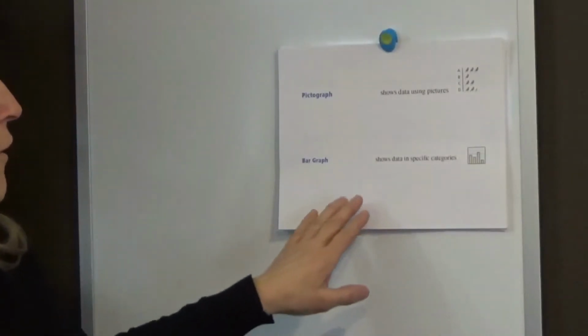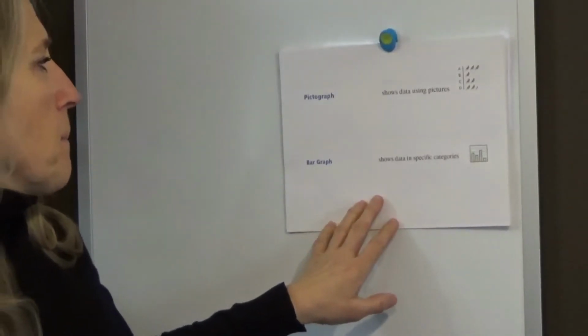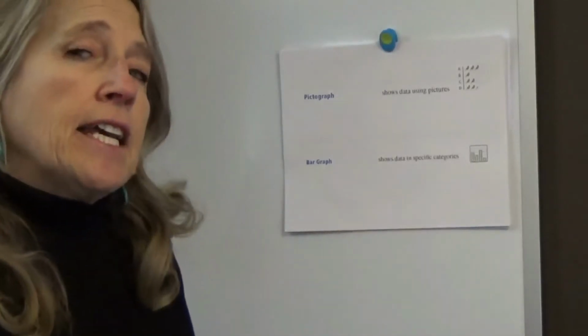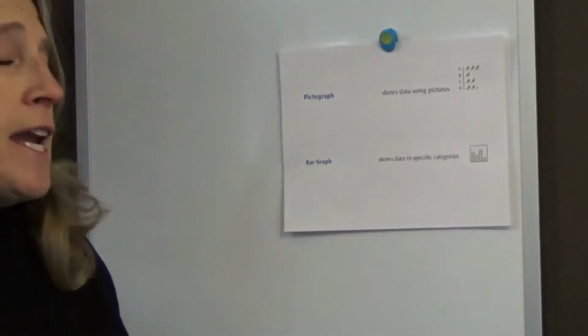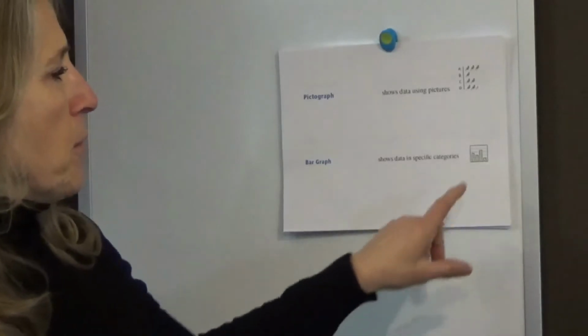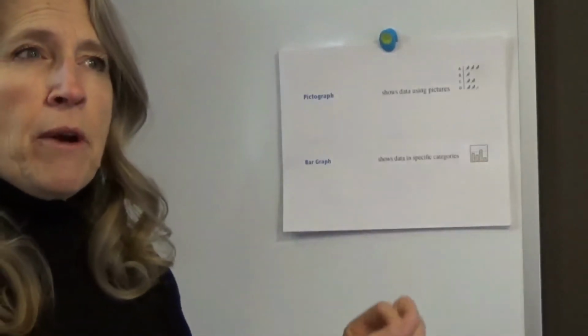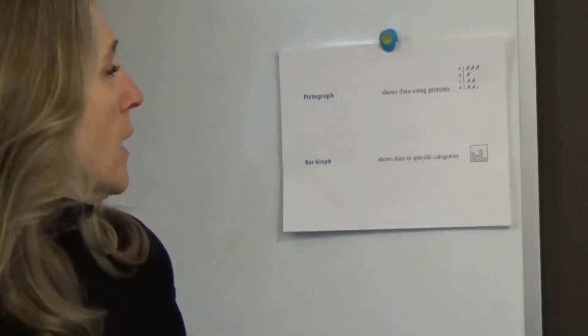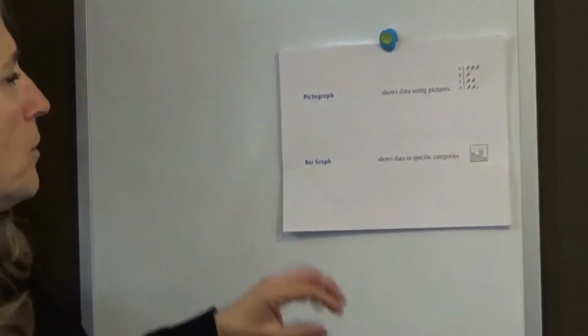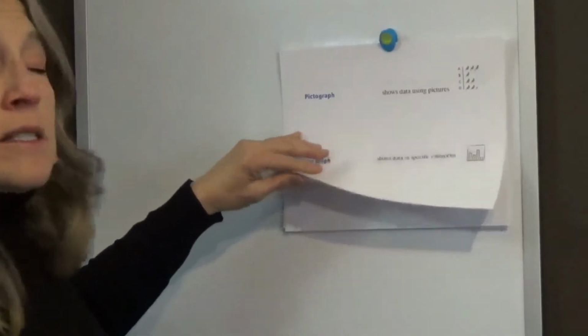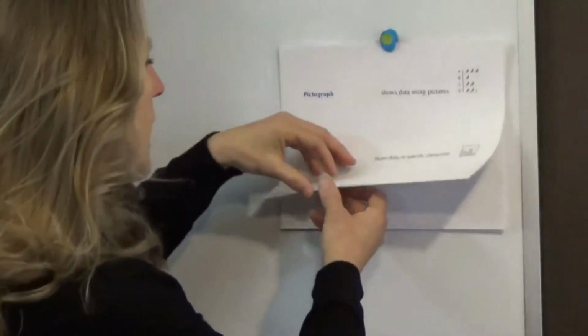A bar graph represents specific categories of data, so it shows data in specific categories. And you'll notice with a bar graph, there's space between the bars, and each bar represents a certain category. So that is one way to represent categorical data.